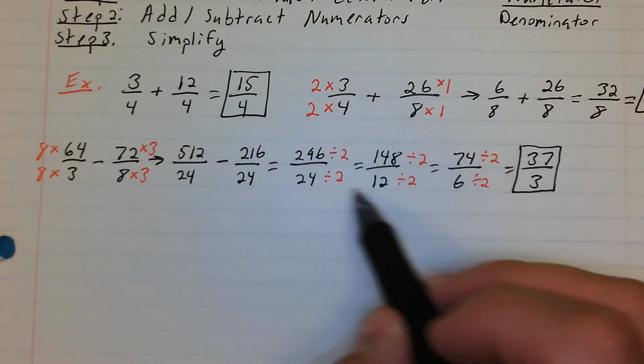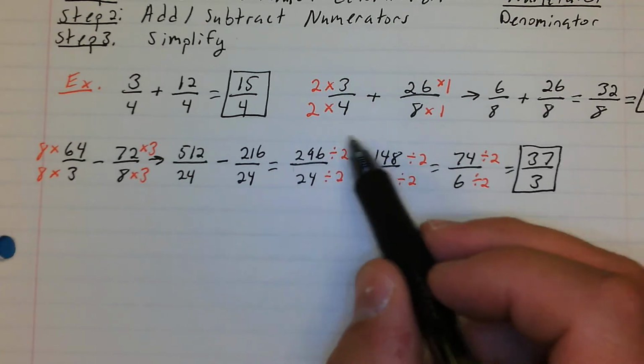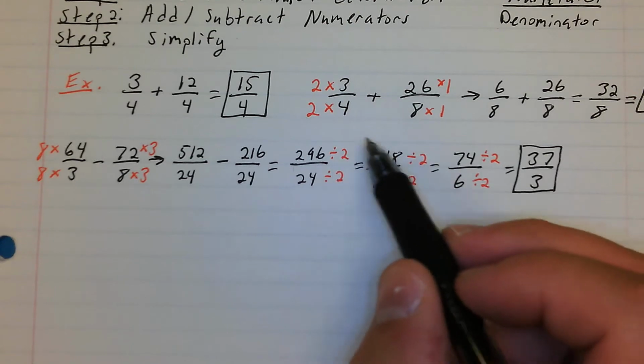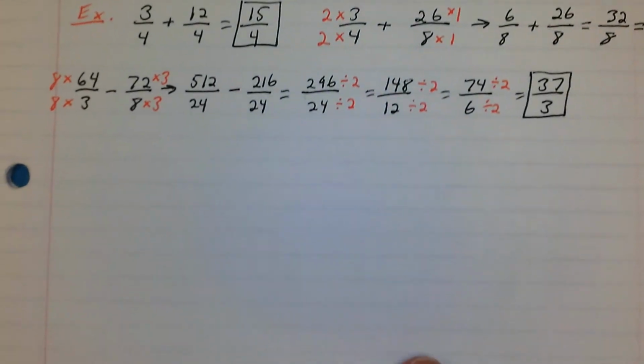If I have big numbers like this that are hard to find factors for, I can save myself some time if I recognize that they're both even numbers and I can divide both the top and the bottom by 2. Now let's move on to the next one.